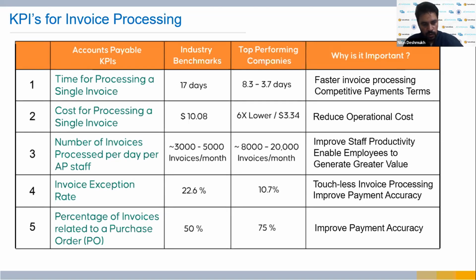Then the percentage of invoices related to a purchase order. We can improve the accuracy, as you can see, 75%. And using the application, we can reach an accuracy of up to 95% as well.